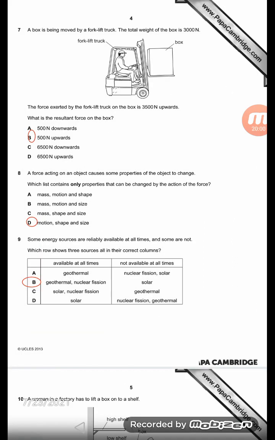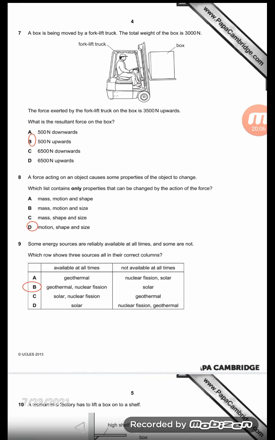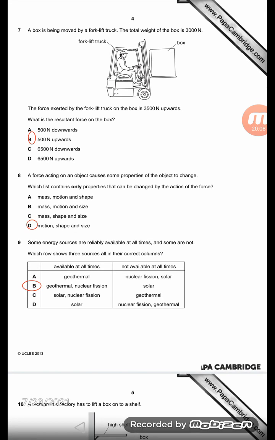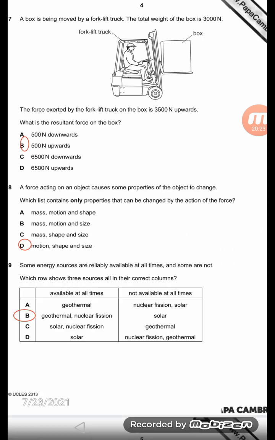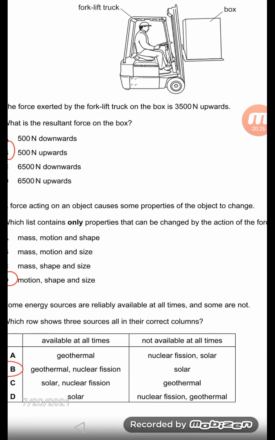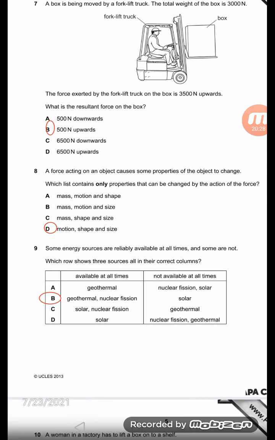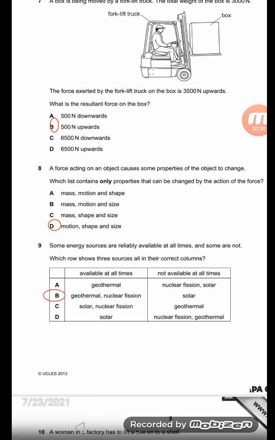So what they are saying, the force exerted by the forklift truck on the box is 3500 Newton upward. So what is the resultant force? Weight always acts downward, the weight is 3000 and the upward force is 3500. So the resultant will be the upward force minus the downward force, that is 500 Newton. So it will move upward, right? Because the more force is acting upward, 500 more force acting upward.